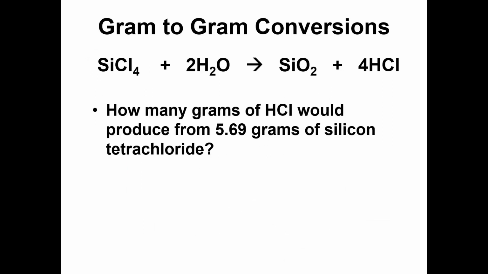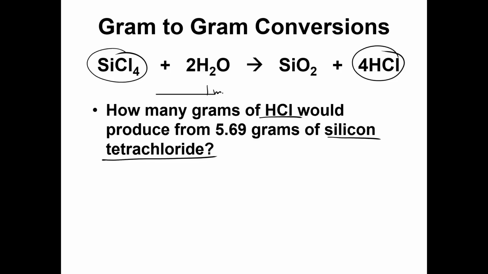For example, if I ask you this question, how many grams of hydrochloric acid would you produce from 5.69 grams of silicon tetrachloride? So here we have silicon tetrachloride that we want to convert to hydrochloric acid. And as we know already, we have a conversion factor that's 4 moles of HCl equals 1 mole of SiCl4. But we don't need that. We can't deal with that because our units are not moles. What we're given is grams of silicon tetrachloride, right?